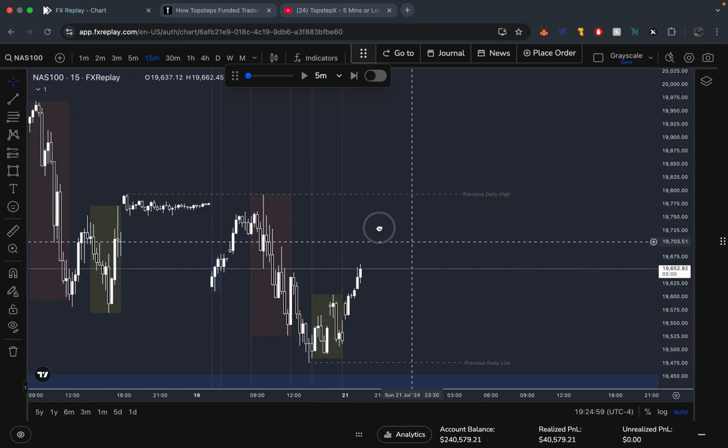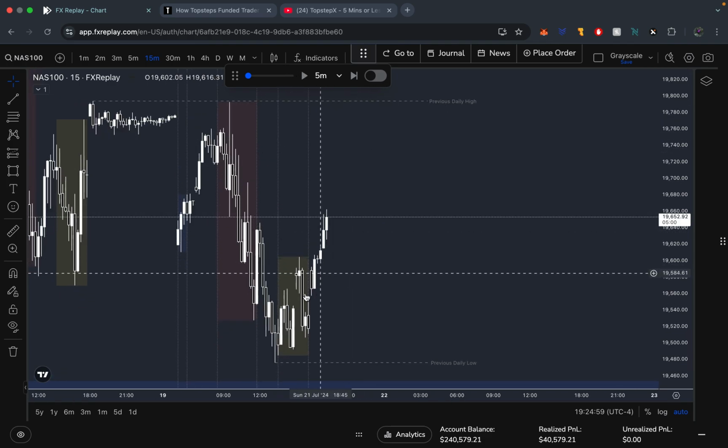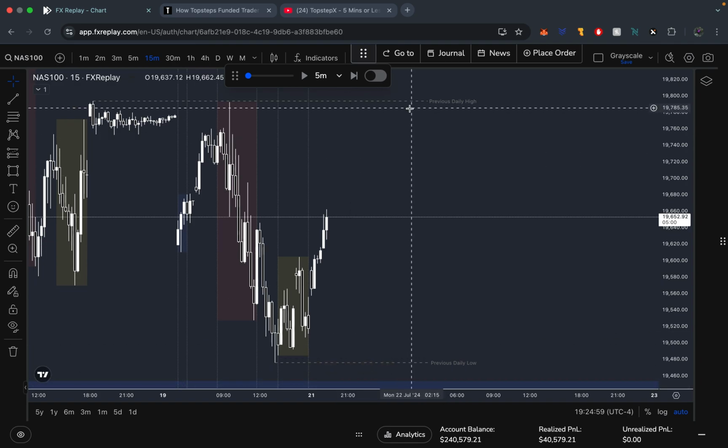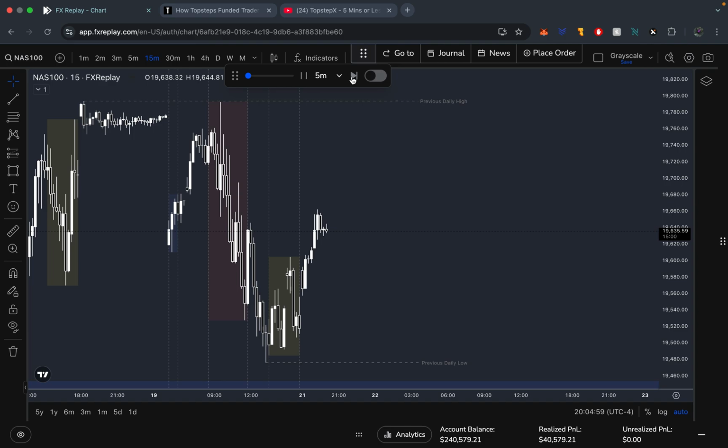So now we have a new previous daily low and a new previous daily high. So what I would be looking for here is either for price to come up and then the target down here, or price to come down into this fair value gap and then we target up here. Do you know what I mean? Let's go forward a bit.